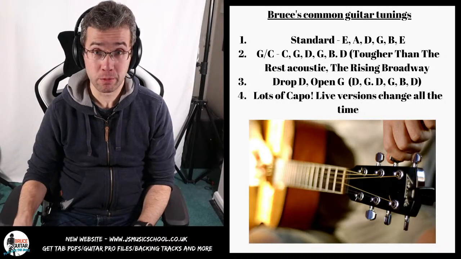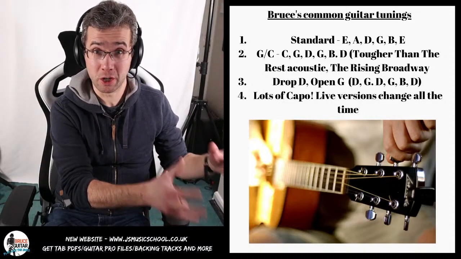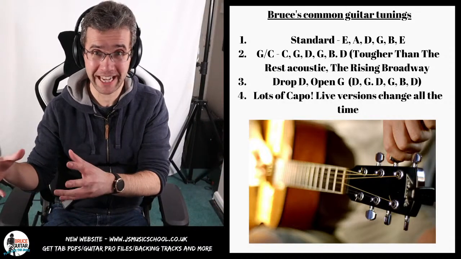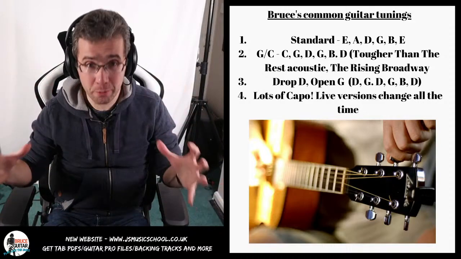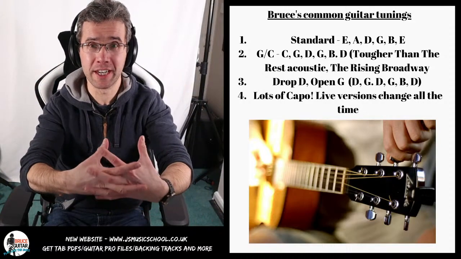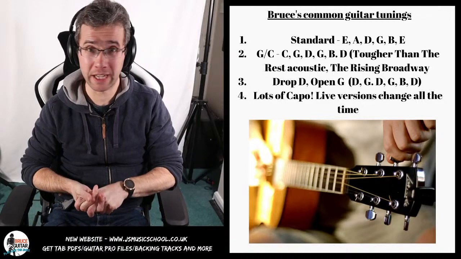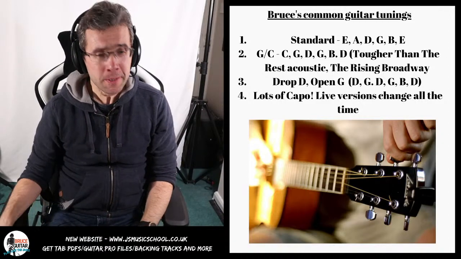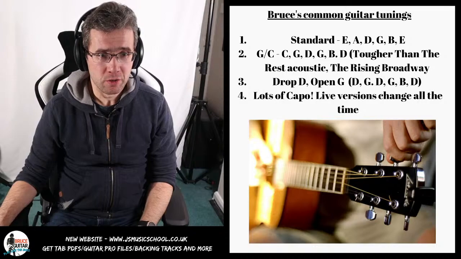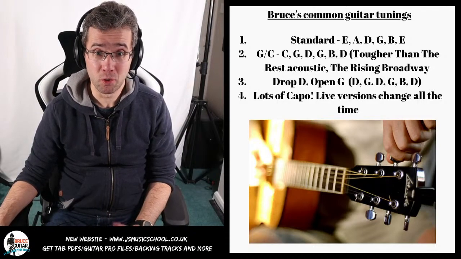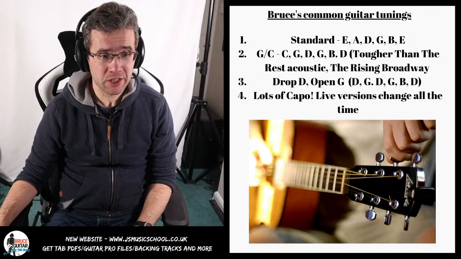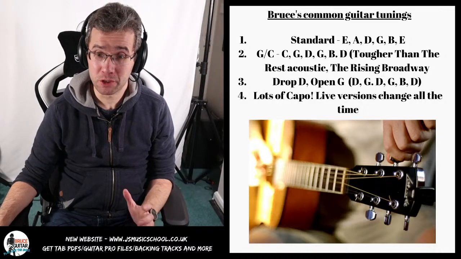Again, the thing with the Rolling Stones is you've got Keith on open tuning, and then you tend to have Ronnie on standard. I know that's not always the case, but the combination of those two guitars locked together makes it sound so good. So you'll have that in the E Street Band as well. So again, as I said before, lots of capos, and live versions change all the time. Okay, so that's the common tuning side of things.